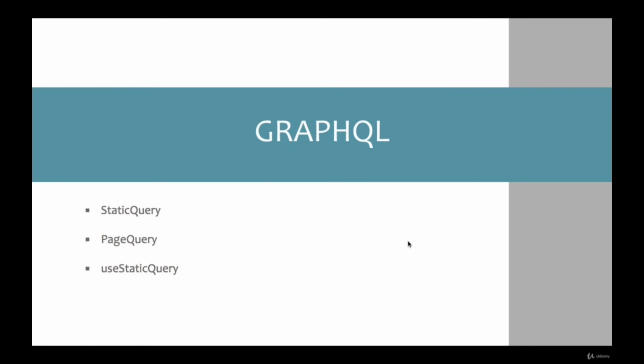Hello friends, welcome back. In this video, we will see what are different types of queries to render our data. In order to render our data, we have three options. We have static query, we have page query, and we have use static query hook.